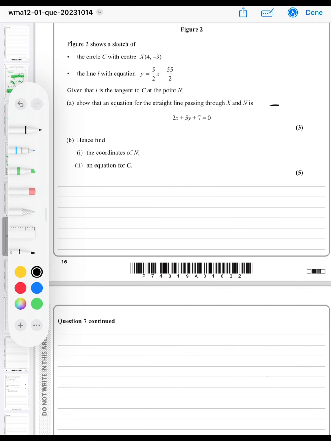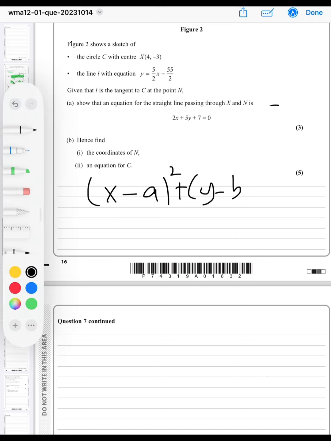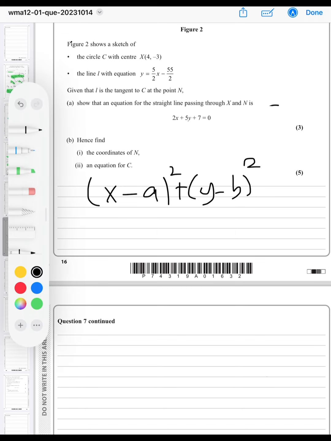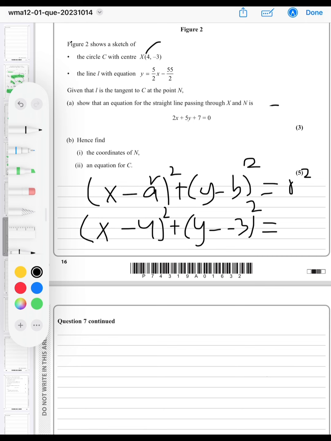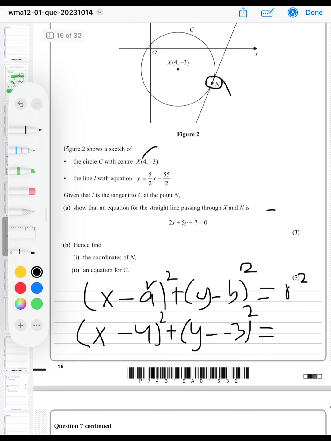Now the equation of circle, which is very simple. This is the standard equation of circle: (x minus a) squared plus (y minus b) squared equals r squared. Here we have the center, which is 4, so x minus 4 and y minus -3, and the radius. Now talking about the radius, how will we find the radius?